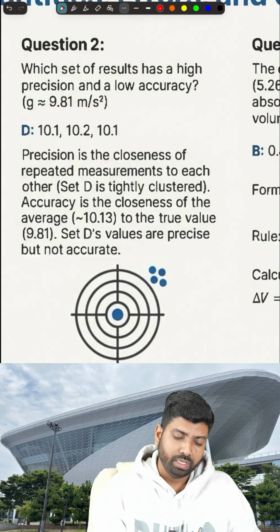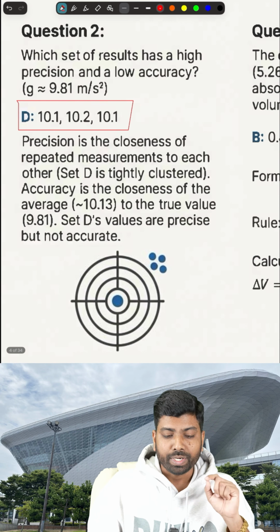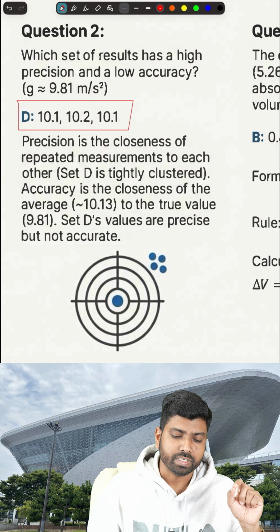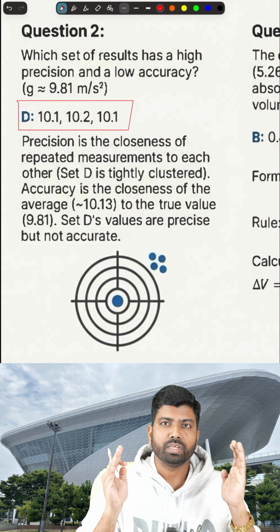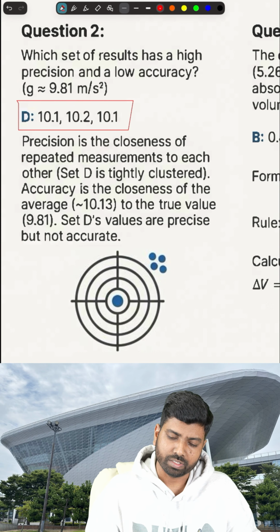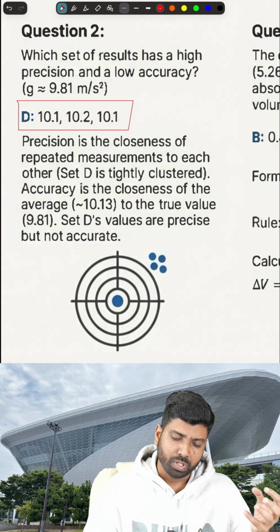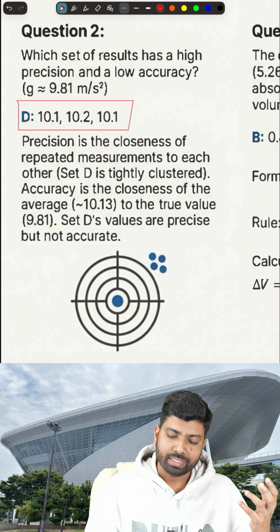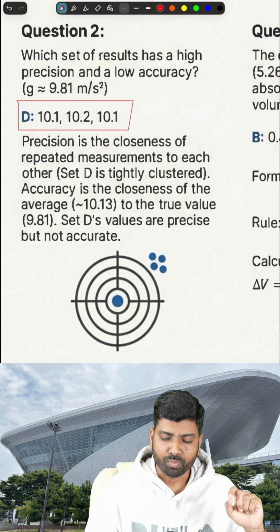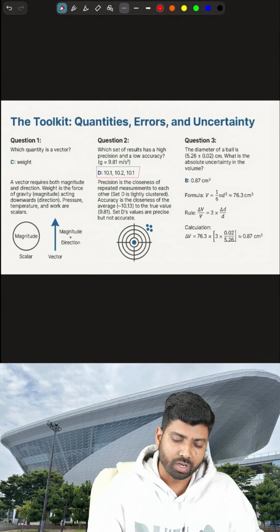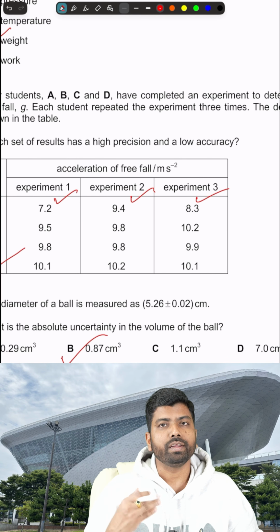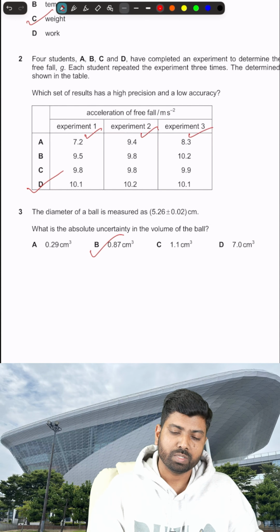Question number 2, option D will be the answer. The reason is that precision is the closeness of repeated measurements, right? Precision means the results should be very close to each other. Point to be noted: the closeness of the results to each other, because set D is tightly clustered. So that is why set D is the correct answer. Then accuracy is the closeness of the average value, which is nearly 10.13, to the true value, 9.81. So set D values are precise but not accurate, because in the question we have to say high precision and low accuracy. I hope you got the clear explanation, right?